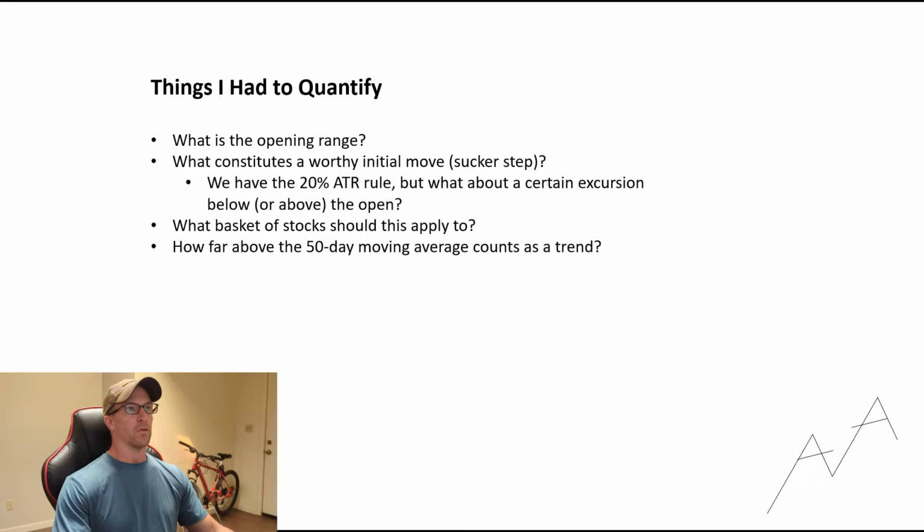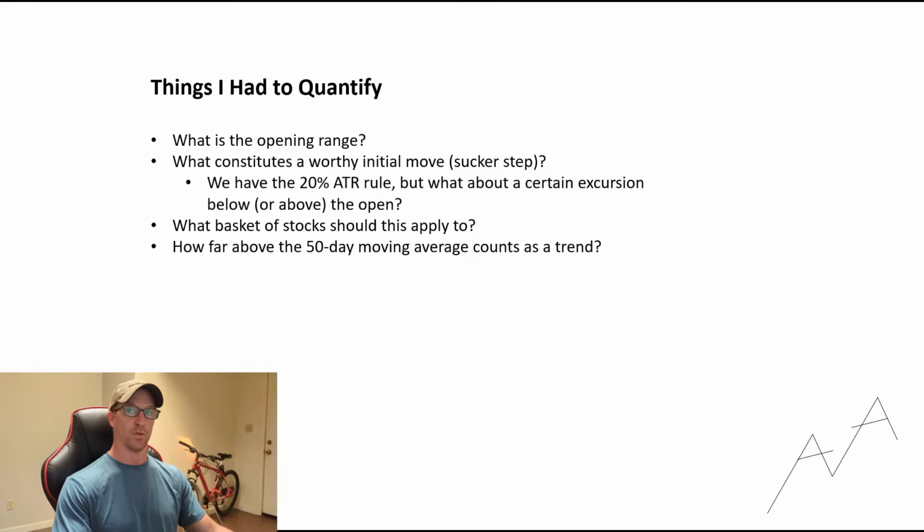All right, guys, a few things to discuss before we dive into the actual data. Basically, there were some things I had to quantify because they weren't quantified in the video in any way. So one, what is the opening range? Are we talking about a 5-minute opening range, 15 minutes, 30 minutes? Does that part matter? What constitutes a worthy initial move? What he calls the sucker step in the video.